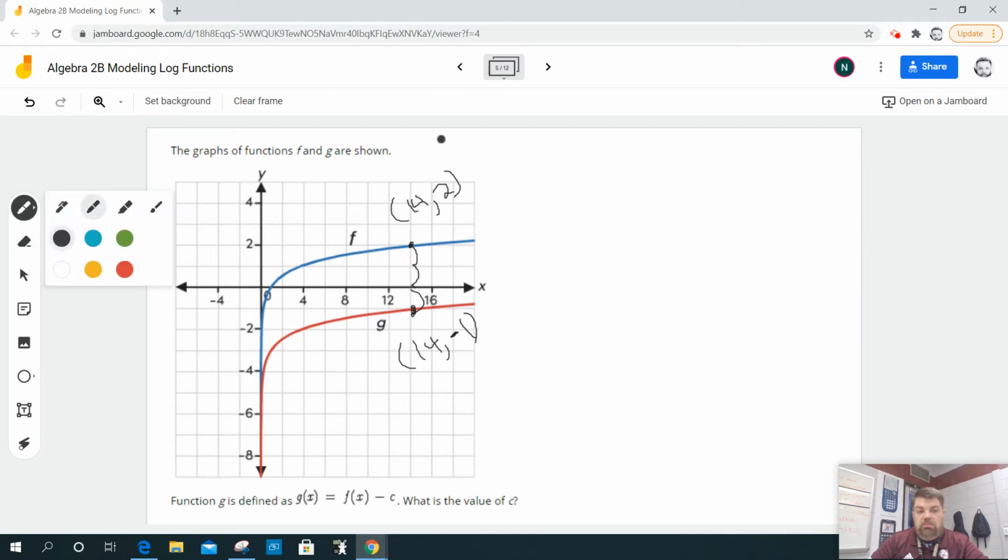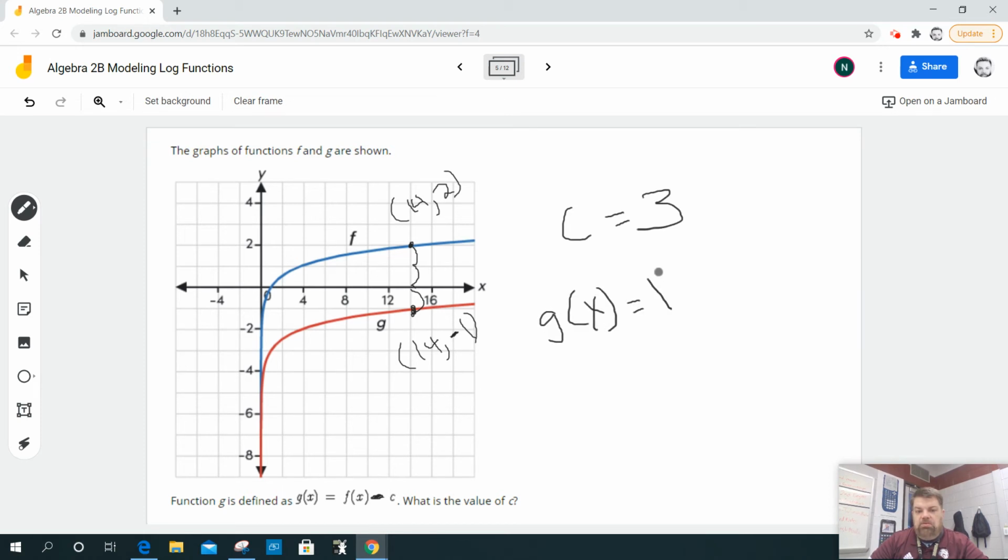So because we shifted down 3 units and the formula has a negative right here, then c would equal 3. In other words, g of x is equal to f of x minus 3. The formula had the minus sign in it, so c is equal to positive 3.